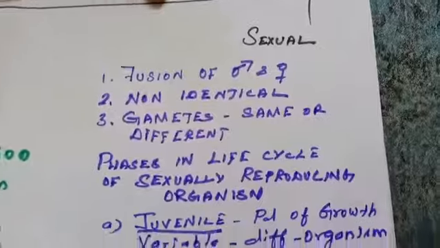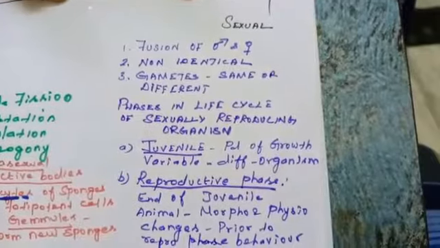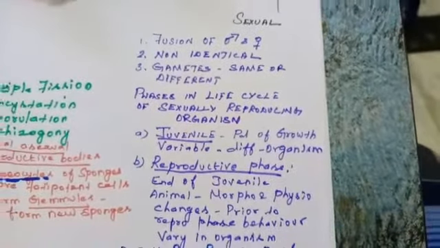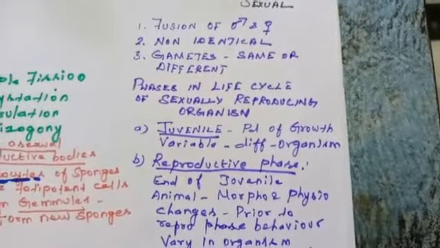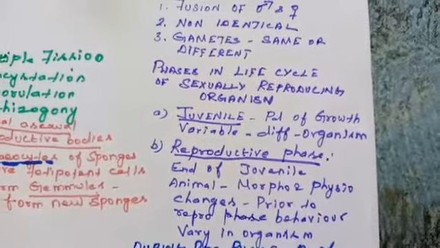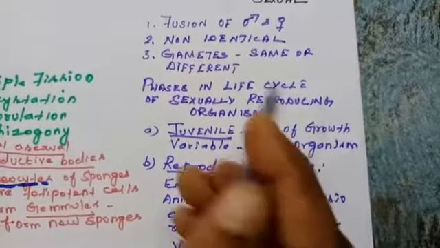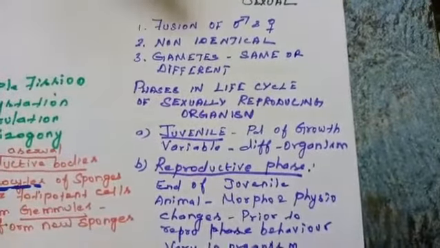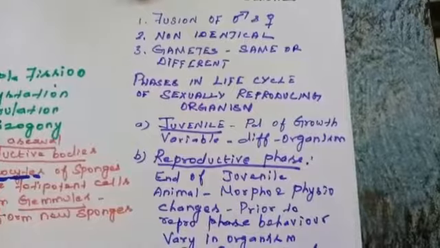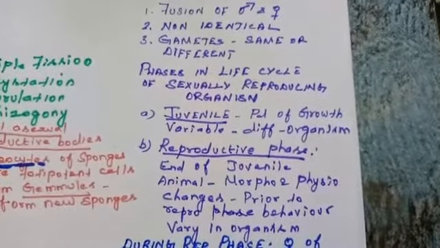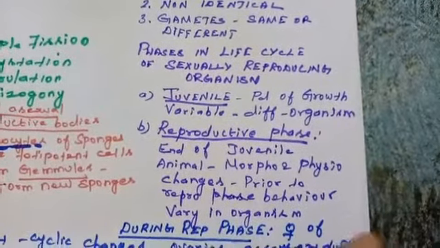Phases in sexual reproduction. Already we have explained sexual reproduction in organisms, part 1. I'll repeat anyway. Fusion of male and female gamete is known as syngamy. After the fusion, a zygote is formed and individuals develop. The individuals are non-identical; they vary. The male and female gametes are produced by the same parent or different parents. They need not be produced by different parents; a single parent may also produce both gametes.